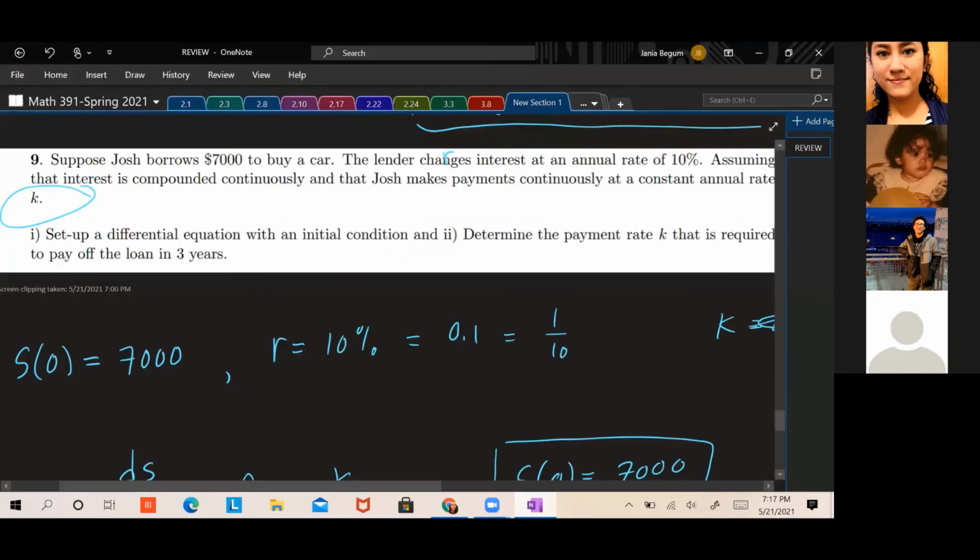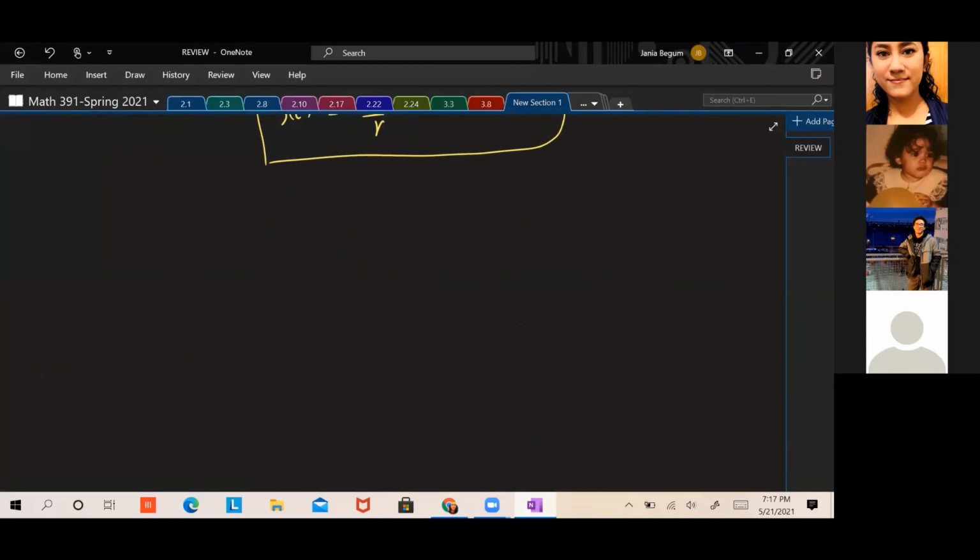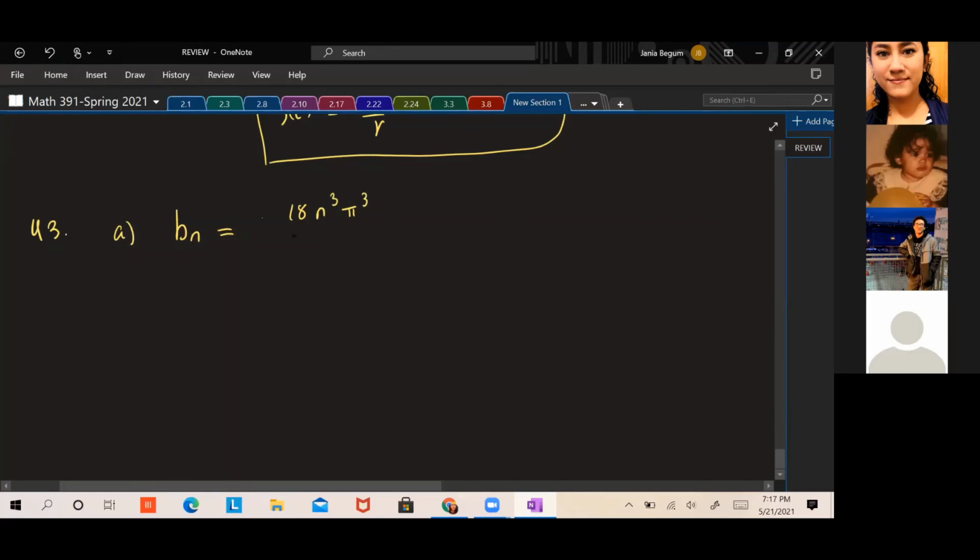Okay, so for 43, Connie, what's your answer for A? What is Bn? For Bn, I didn't really simplify, but 18 over n cubed pi cubed, times, in parentheses, 1 minus cosine n pi.